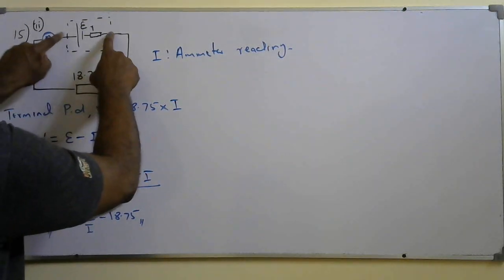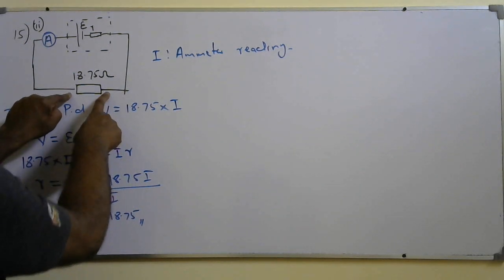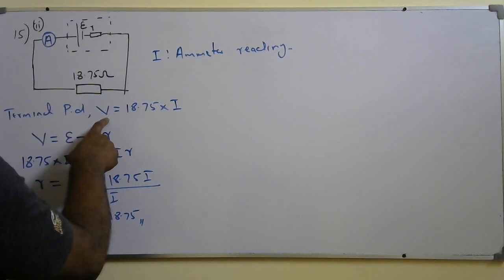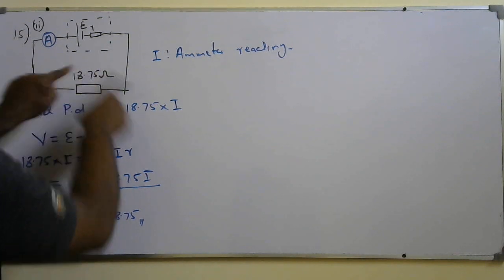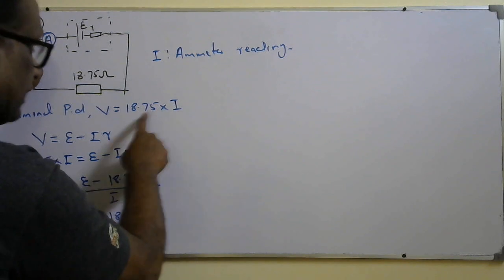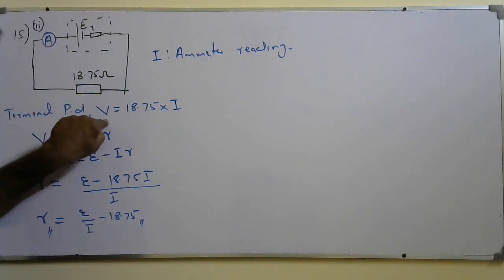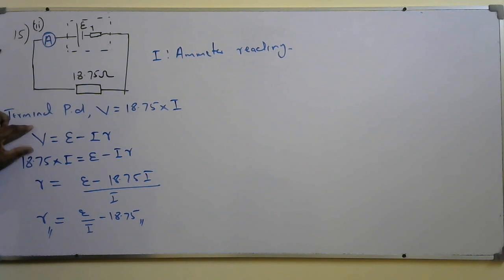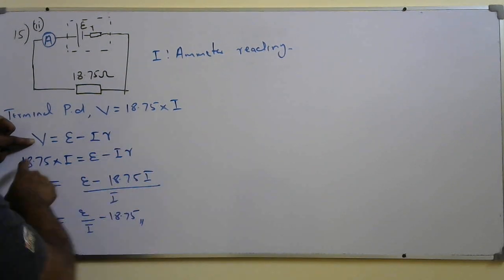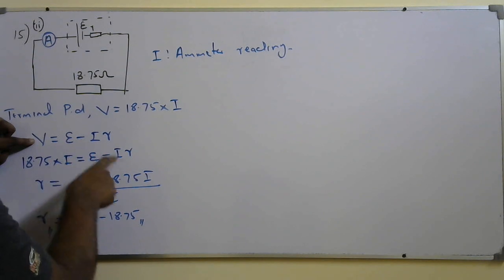Voltage across the terminals of the cell will be the same as the voltage across the 18.75 ohms. So I can calculate the terminal potential difference using 18.75, a known quantity, and the ammeter reading, which I take as I, also a known quantity. So we have the equation: terminal potential difference is equal to EMF minus Ir. So V, I can replace by 18.75 times I. EMF is a known quantity, minus Ir.